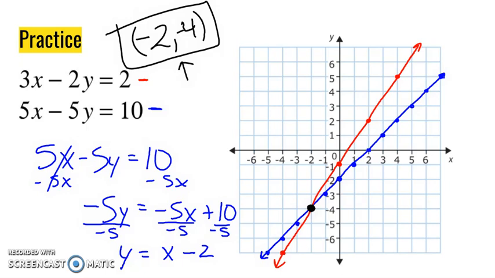Okay? So when they ask you to prove your solution by graphing, all you need to do is take each individual equation, get it into y equals form, and then graph both of those lines and find where they intersect. Okay?